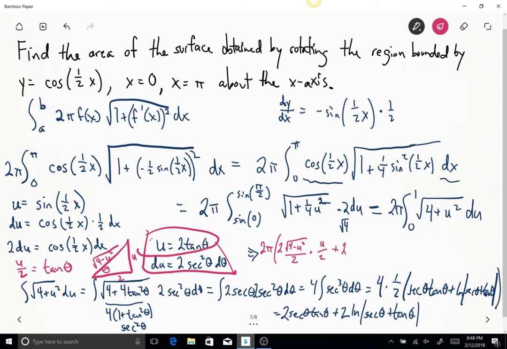Plus 2 times natural log of secant theta, we already mentioned, is square root of 4 minus u squared all over 2, plus tangent theta, which we already mentioned is u over 2. Okay? And we've evaluated this thing at 0 and 1.